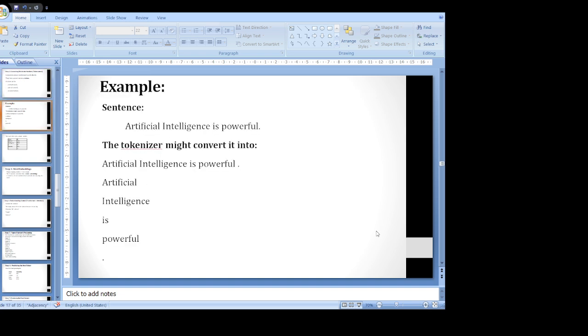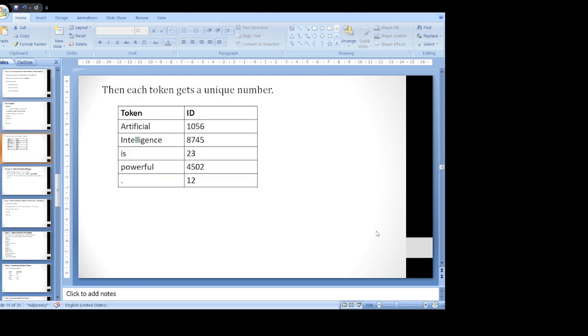For example, if I give the sentence "Artificial intelligence is powerful", the tokenizer converts it into the tokens: artificial, intelligence, is, powerful, and full stop. Likewise, the tokenizer stores the words, and each word comes under a unique ID or number. Artificial comes under ID 1056, intelligence under 8745, is under 23, powerful under 45, and the full stop under 12.